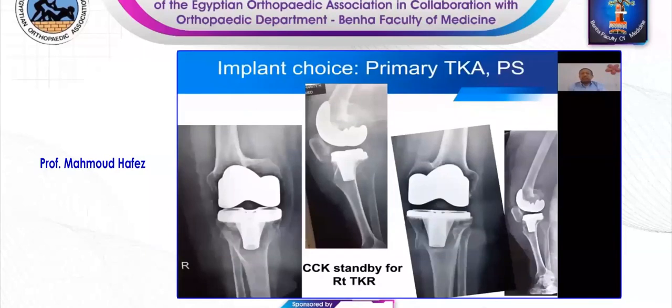This case was not done as bilateral simultaneous. As I mentioned, we did the left side 4 years ago, and the right side a year later, and our implant choice was a PS knee. We did not use a CCK for many reasons. One of them is that the bone was not going to take a stem, and there was no requirement intraoperatively. We had it on standby, but we did not require it.